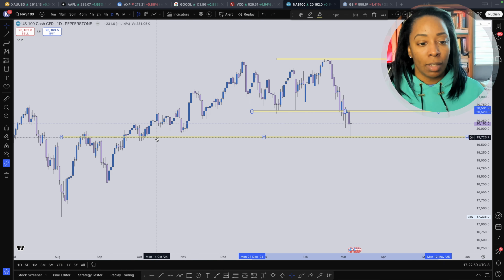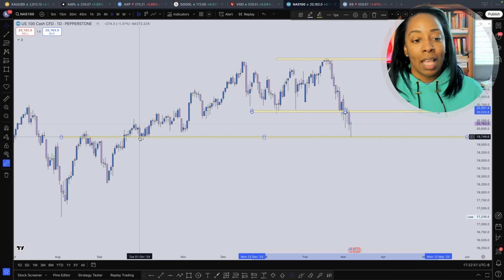I am going to look to the left, and you can see that price is sitting perfectly above this level with all of these supports here. So I feel very comfortable with that.